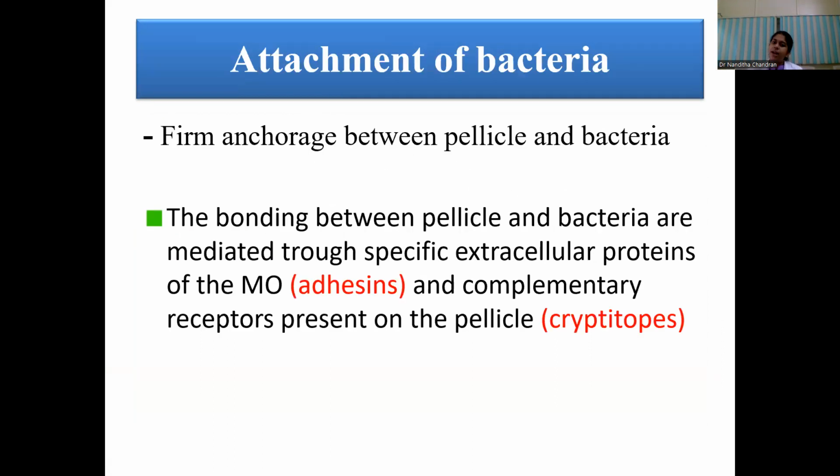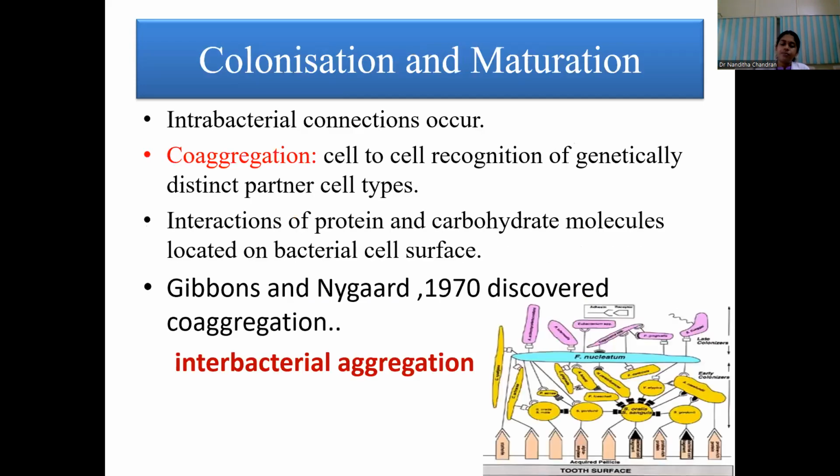So after the adhesion, now attachment. Attachment, as we've already said, we have the pellicle of the tooth surface. This pellicle has receptors which are called cryptotopes. Similarly, a bacterial surface also has particular proteins which act as receptors, and they are called adhesins. So there is an attachment between adhesins on the bacteria and cryptotopes on the pellicle surface.